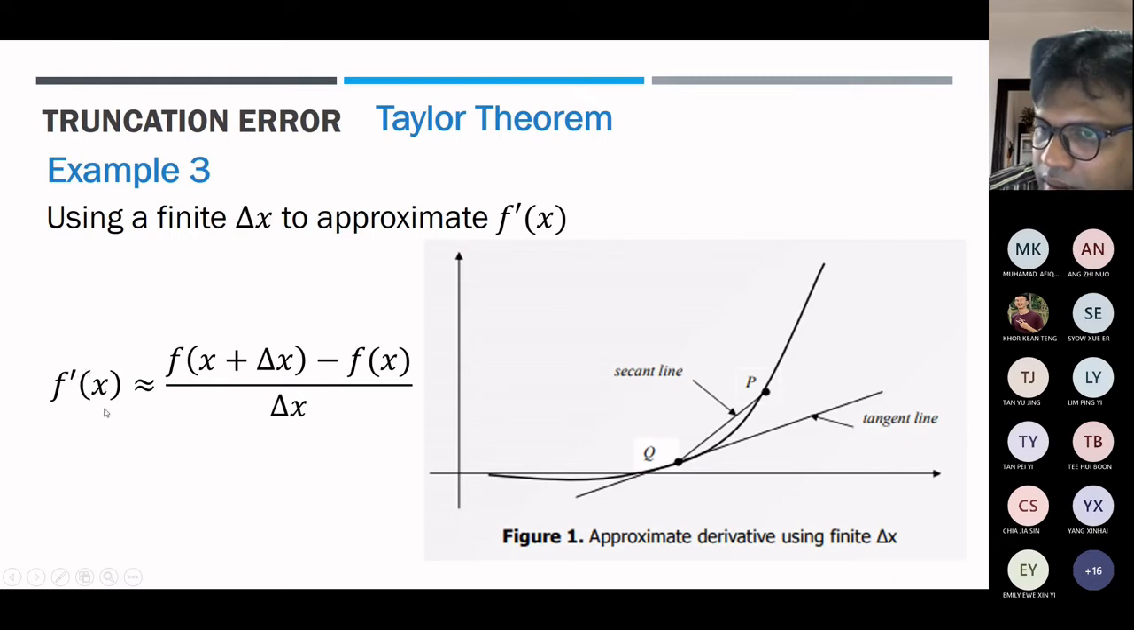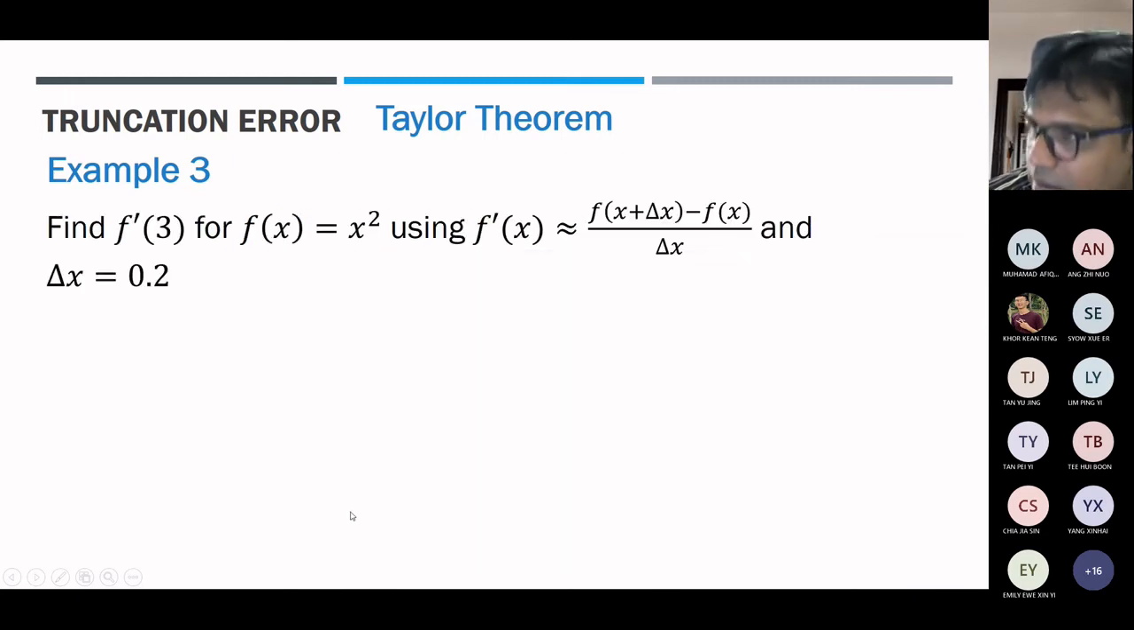You differentiate the function, which is f(x + Δx). This Δx is the step size, the difference between the two points P and Q. If you take point P minus Q, you calculate the distance, the step size. Then you subtract the original function and divide by the step size, and you will get the approximation value. I'm giving you that example so you can see a better, clearer picture. So look at example 3.